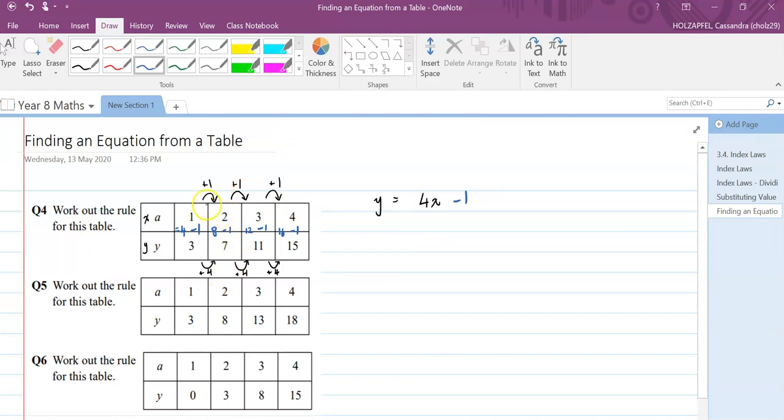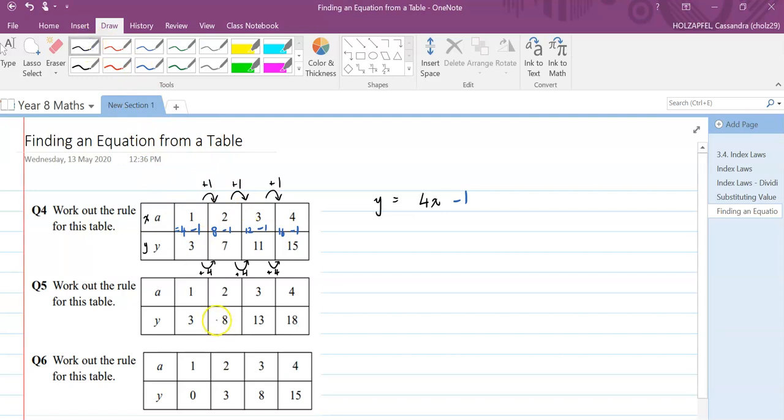So first thing we did, we checked that x was going up by 1 each time. Whenever x was going up by 1, y was going up 4 times that amount. To get that equation to balance, we then had to subtract 1. So let's do another example.